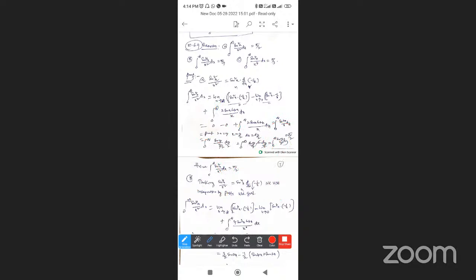The upper limit is infinity: sin square x into minus 1 by x, minus the lower limit, which extends to 0: sin square x into minus 1 by x. Upper minus lower gives 0. Minus of minus is plus, with minus 1 by x already there, plus the integral from 0 to infinity of d by dx of u. What is u? Sin square x, whose differentiation is 2 sin x cos x, with 1 by x already there. So we get 0 to infinity sin x cos x by x dx, that is 0 to infinity sin 2x by x dx. We already know that; very simple.